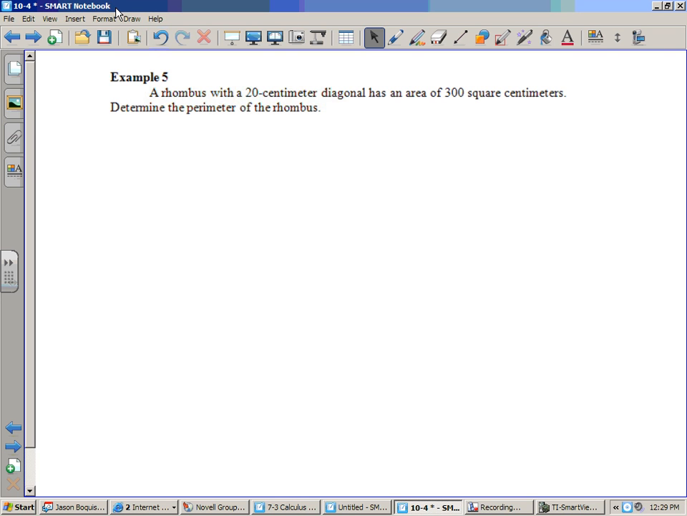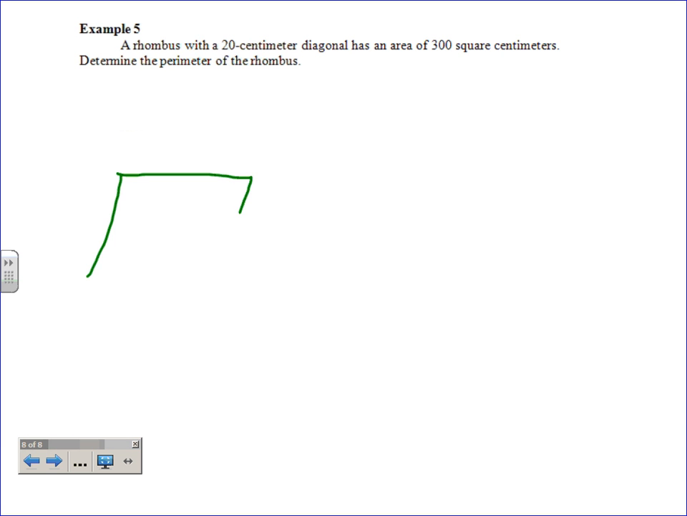Now, starting this problem, the best idea is to draw some kind of rhombus on there. Remember, a rhombus means all the sides are the same, so do the best you can. It might not be perfect. It's okay. We know that the area of this rhombus is 300 centimeters squared.